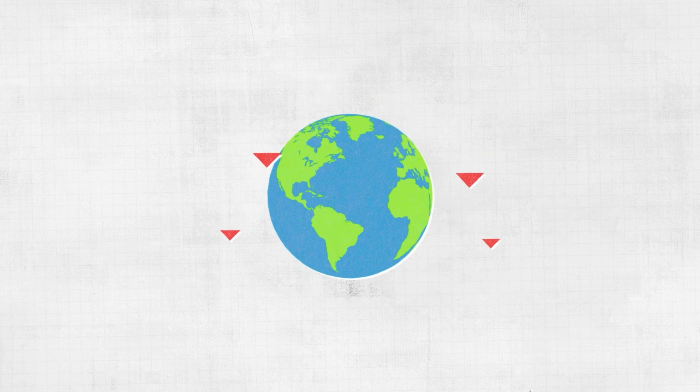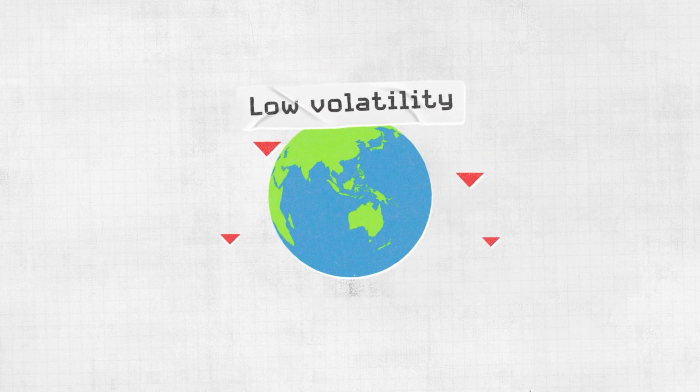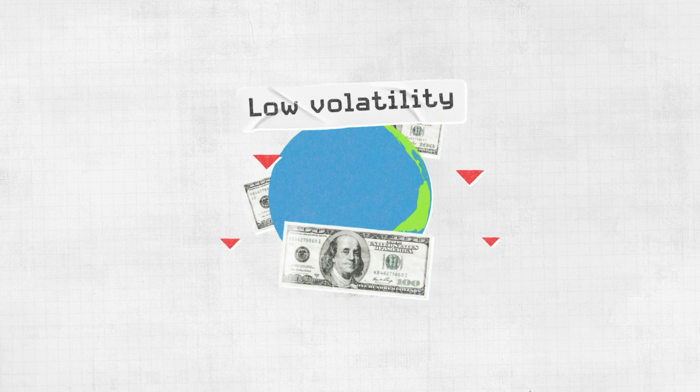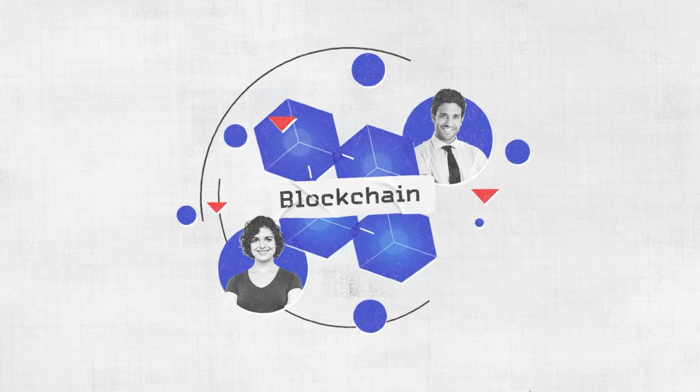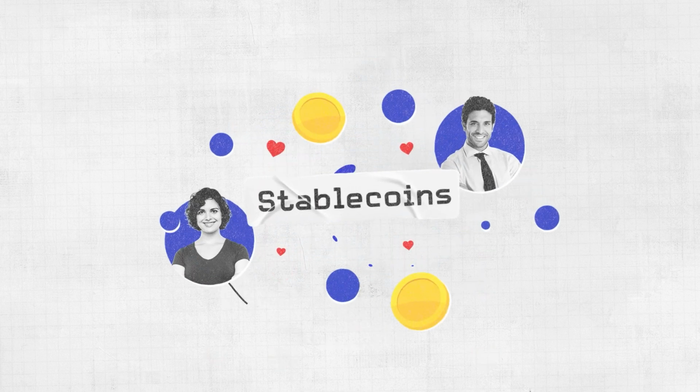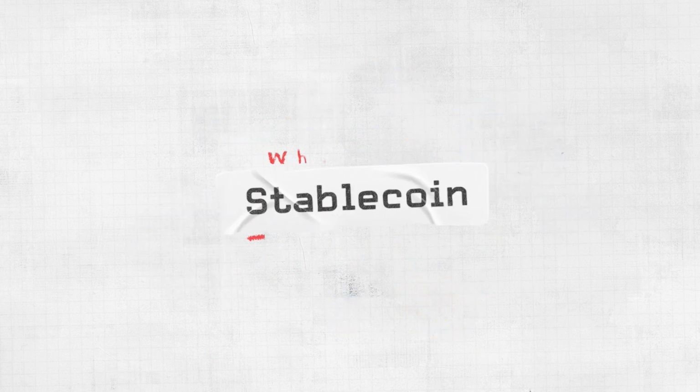In the same way that global economics rely on low volatility currencies like the US dollar, users of blockchains also prefer to transact in low volatility assets. In other words, they prefer using stablecoins. So what is a stablecoin?